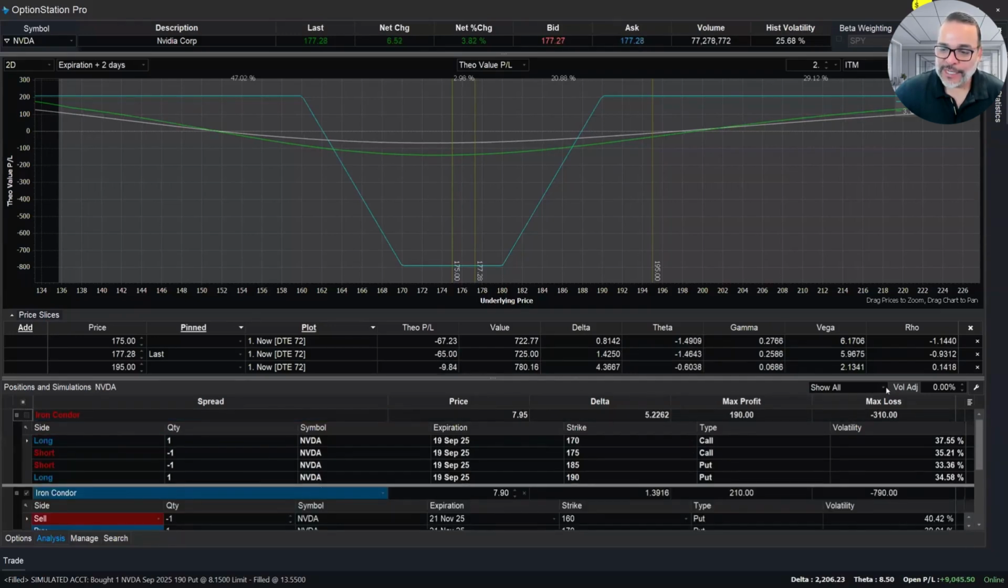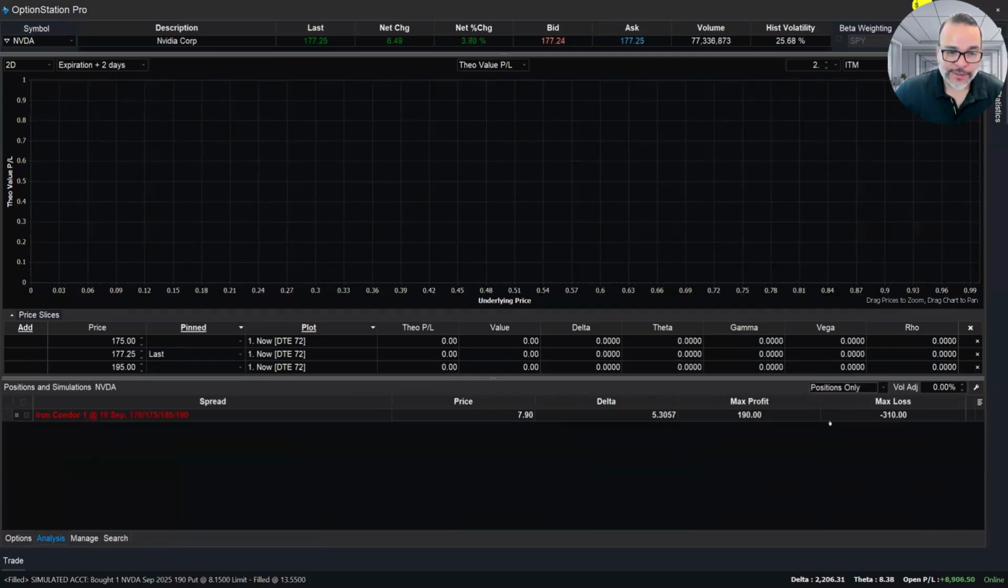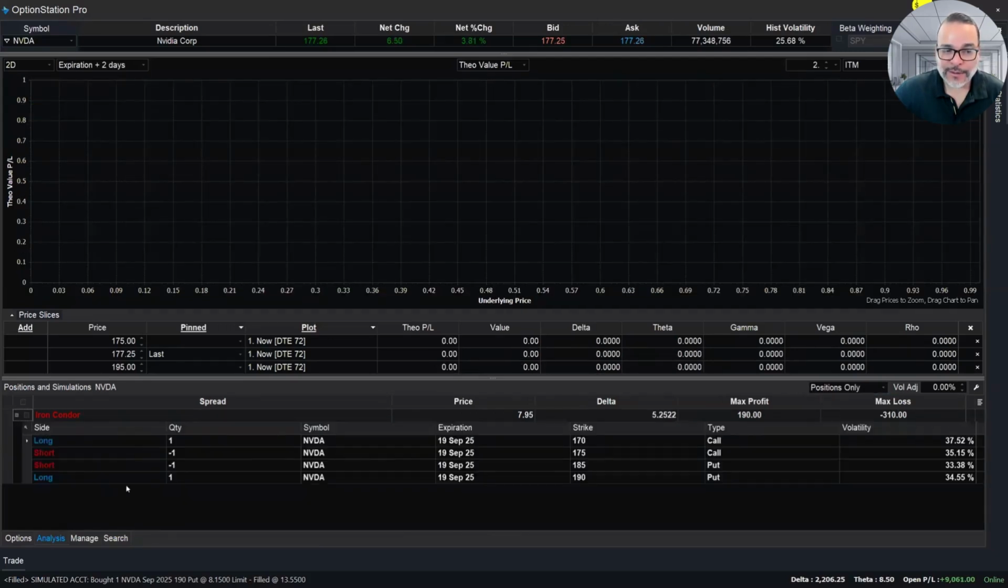Here on the far where it says show all, you can select what it is that you want to see. Do you want to see simulations, or do you want to see your real positions? If you click on positions, notice that I'm left just with my iron condor and I don't see that other one that was there. The one that had an expiration in November, that was just simulated. The one that I got in right now is the one that expires September 19th, 9 days from today.